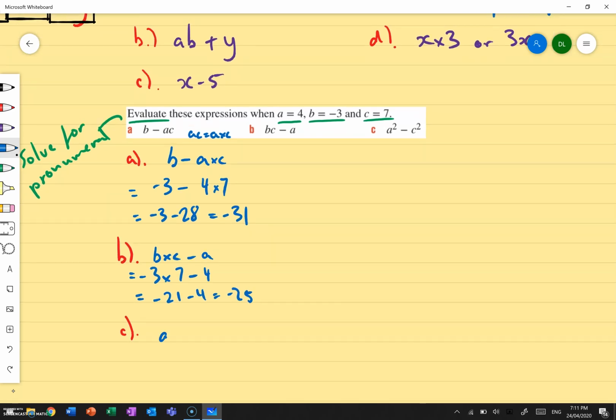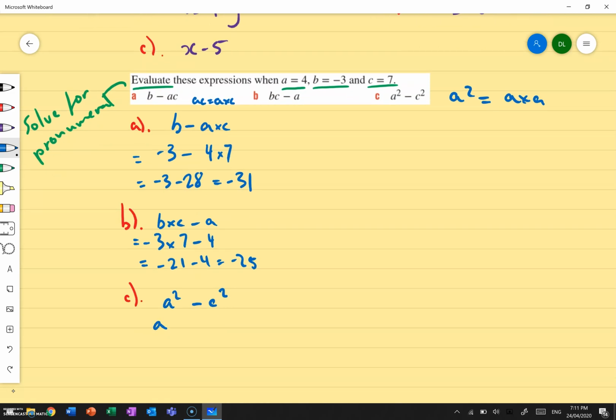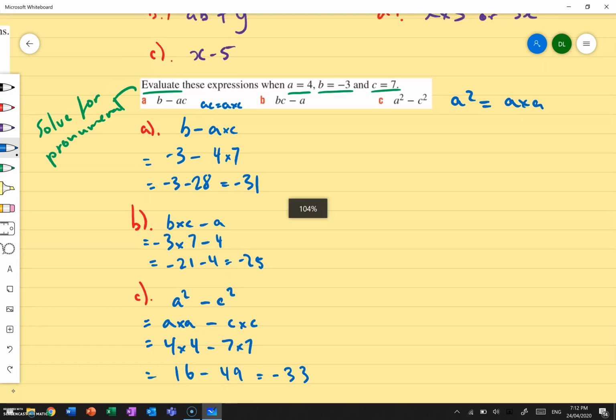And finally, I get a squared minus c squared. Remember, a squared equals a times a, right? So I end up with a times a minus c times c. So I say, well, a is 4, right? So I write 4 times 4 minus c, which is 7. So I write 7 times 7, and end up with 16 minus 49, and that gives me an answer of negative 33. Okay, hopefully that makes a bit of sense. Let me know if you have any questions.